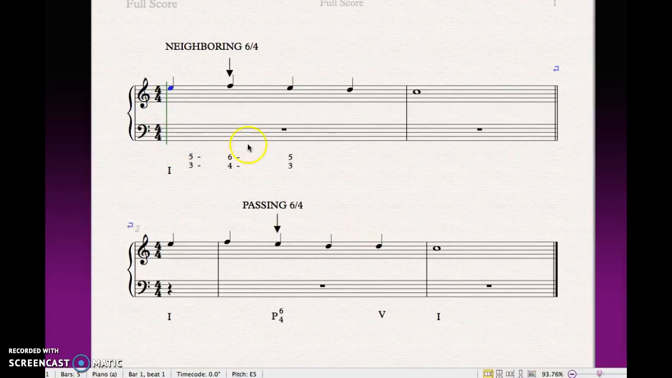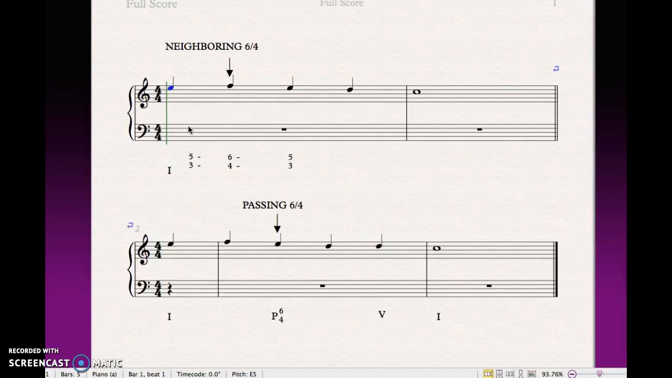A neighboring 6/4 is just an upper neighbor to the stable 5/3 position. Any stable tonic or dominant, or any stable triad in 5/3 position, can be embellished with a neighboring 6/4. And the Arabic numerals tell you all you need to know about the voice leading: 5, 6, 5, 3, 4, 3. So mi, fa, mi over a tonic is 3, 4, 3. 5, 6, 5 is going to be a sol, la, sol.